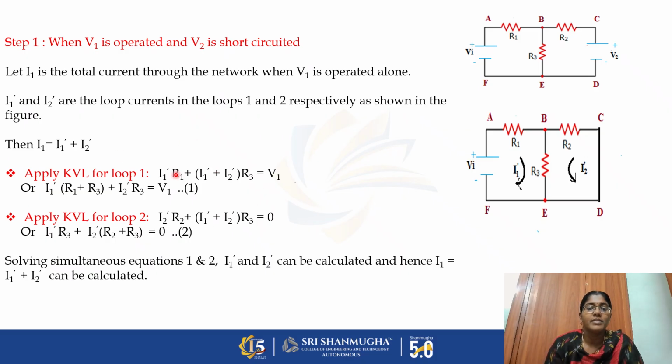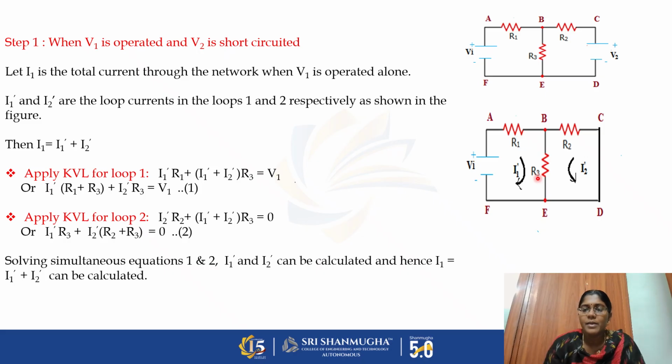Or we can simplify this equation: I1 dash into (R1 plus R3) plus I2 dash into R3, which is equal to V1. Next, apply KVL for loop 2. If we apply KVL for loop 2, what will happen? I2 dash into R2 plus (I2 dash plus I1 dash) into R3.